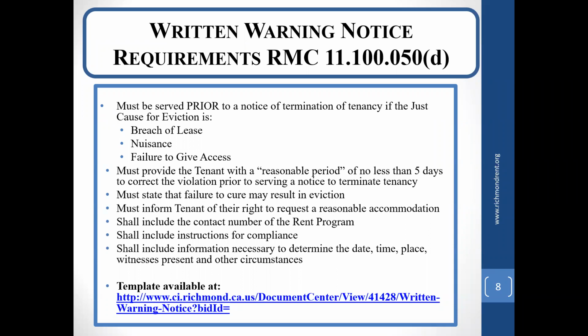For the first 4 mentioned just cause that pertain to tenant's behavior, the landlord must also serve the tenant with a written warning notice prior to serving a termination of tenancy notice. This warning notice gives the tenant a chance to cure the violation within a reasonable period, minimum 5 days, to respond to the notice in some manner. If the tenant does not comply with the warning notice, the landlord may proceed to the next phase of the termination of the tenancy.